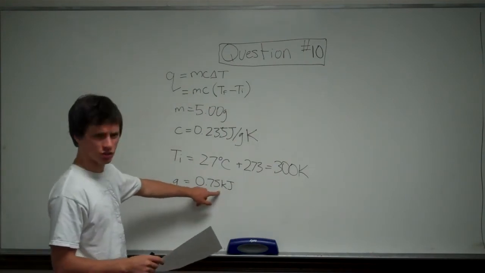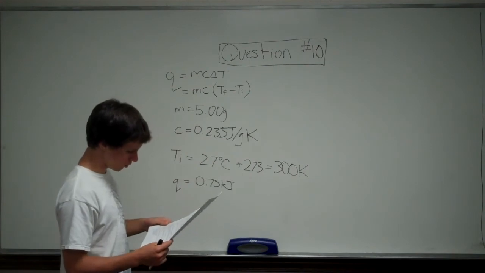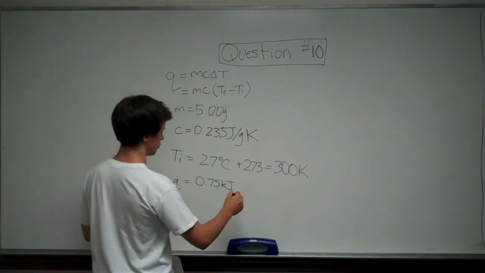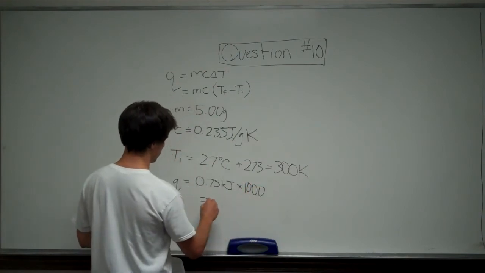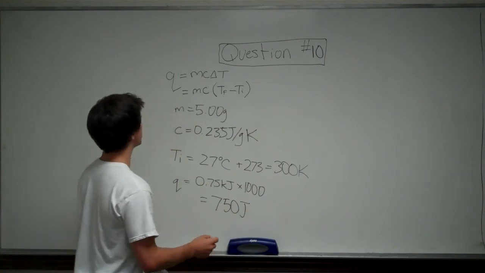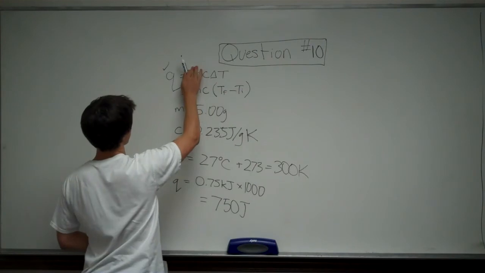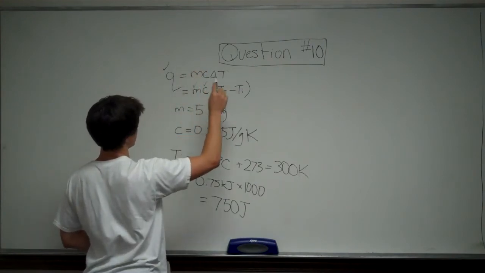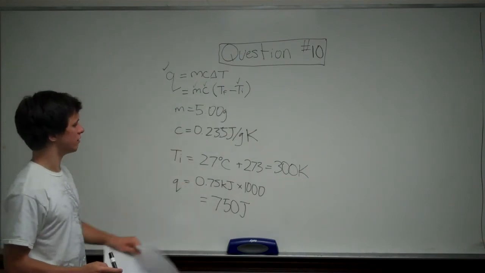Same with this. This is currently in kilojoules, whereas our constant is in joules. So we're going to want to convert this to joules. Just multiply it by 1,000, and that gives you 750 joules. Okay? So we have our Q, we have our m, we have our c, and we have our Ti. So we just need to solve for T final.